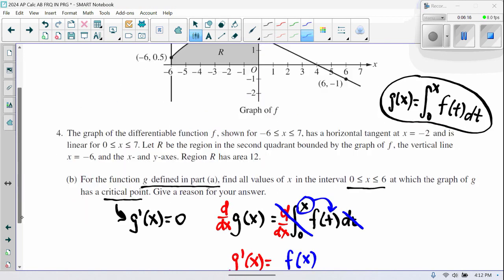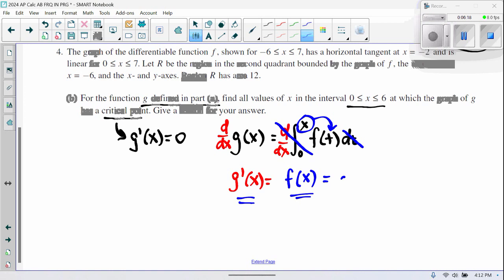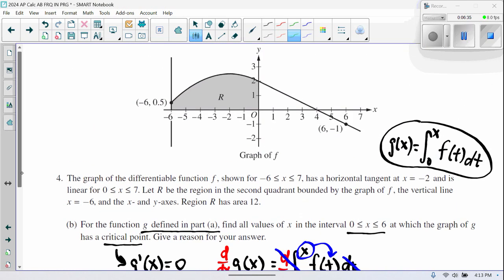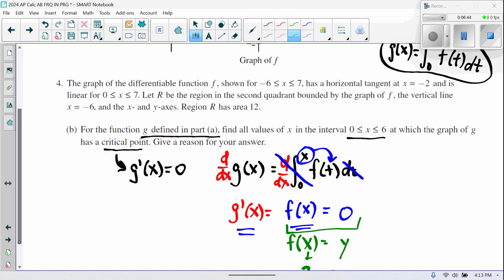And I want to figure out, where is f equal to 0? Remember, when they do this, it's a coordinate. Okay, what x value, that's a question mark, kids, makes my y 0? So I'm looking for the x-intercept, and that happens right here. When x is 4, my y is 0. So that happens at x equals 4.